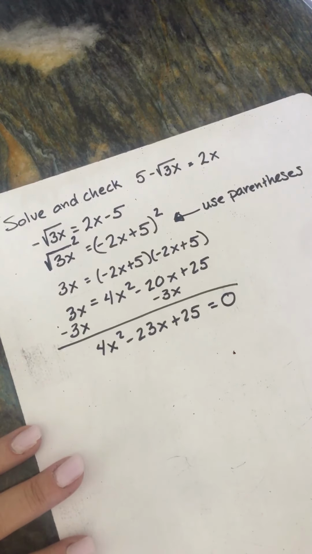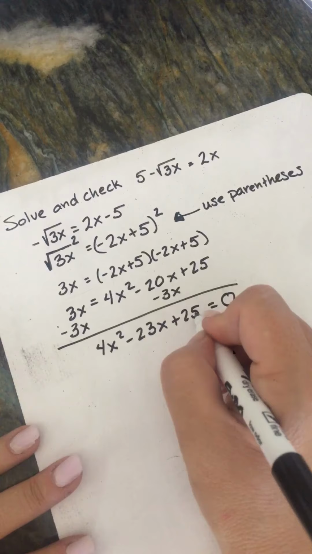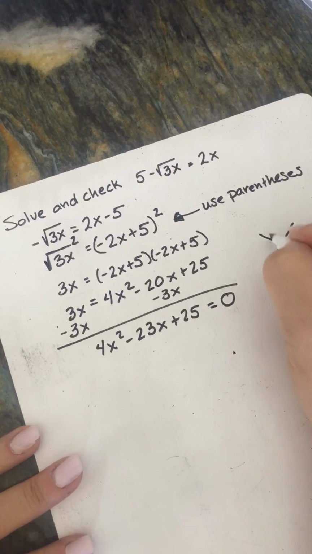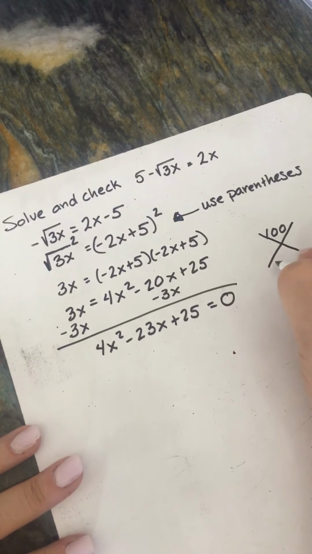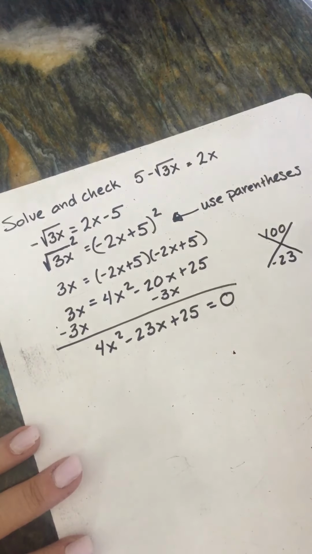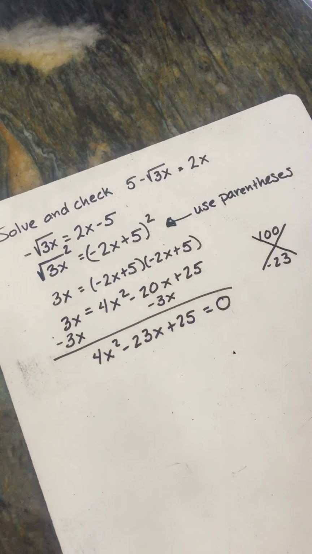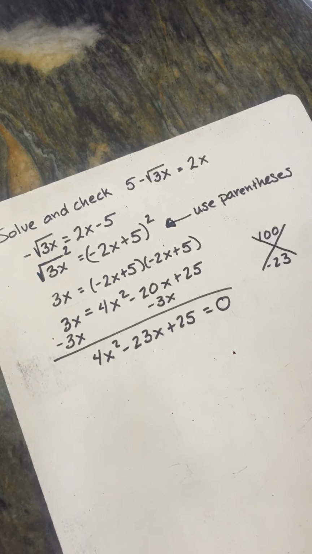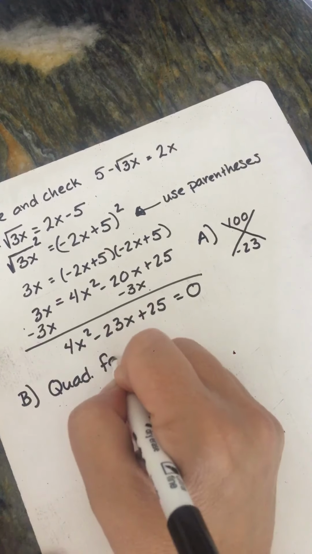I don't know about you, but factoring this guy looks kind of tough. Factors of 100, right? 4 times 25, that add to equal negative 23. I don't think there are any. So that would be plan A if we could do it. Plan B, we have to go to plan B. Plan B is the quadratic formula.